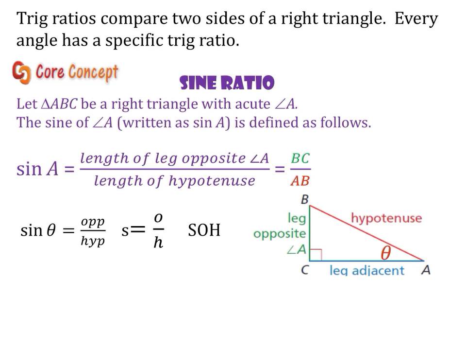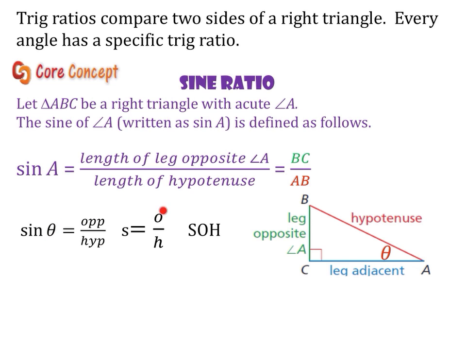All right, let's see our first ratio for today, our sine ratio. Let triangle ABC be a right triangle with acute angle A. The sine of angle A, written as sin for short, is defined as follows. Sine of A is equal to the length of the leg opposite angle A divided by the length of the hypotenuse. So if this is the picture, and this is angle A, then the leg opposite would be BC. So BC divided by hypotenuse, which is AB. And we can shorten this all down to sine theta, so whatever our angle is, equals opposite divided by hypotenuse.